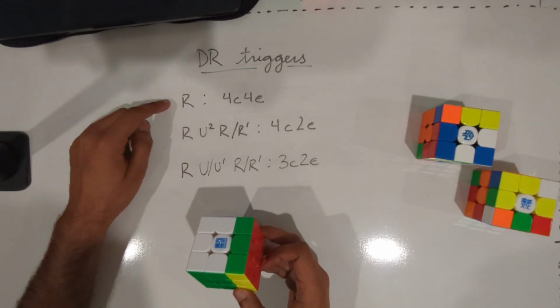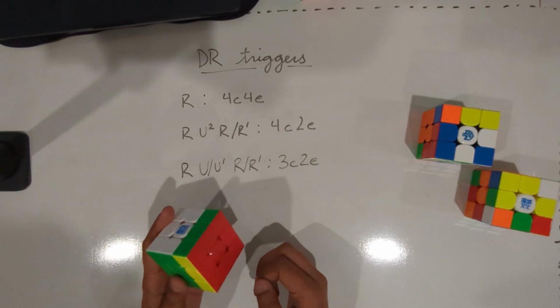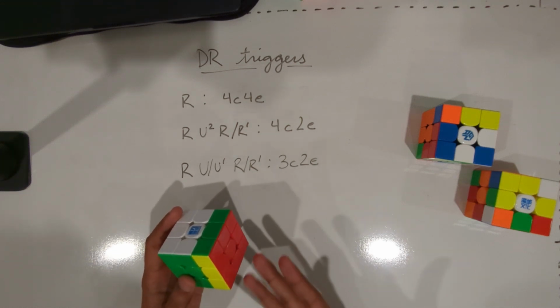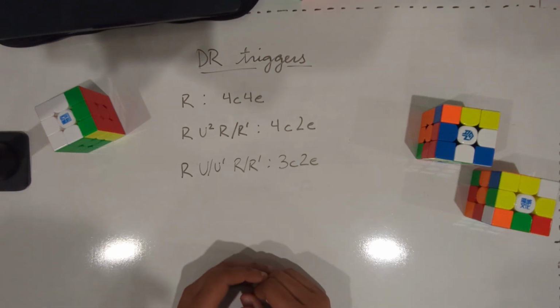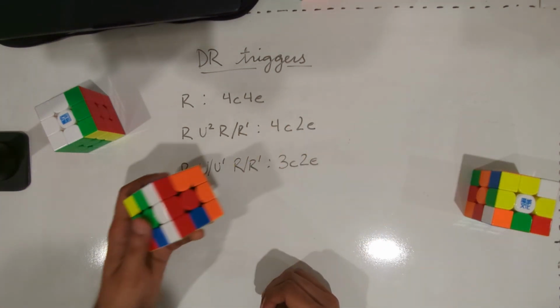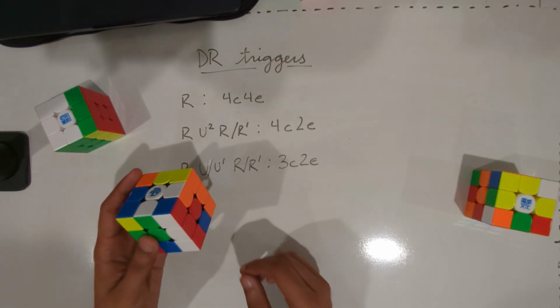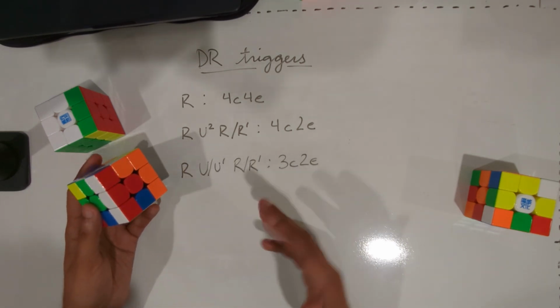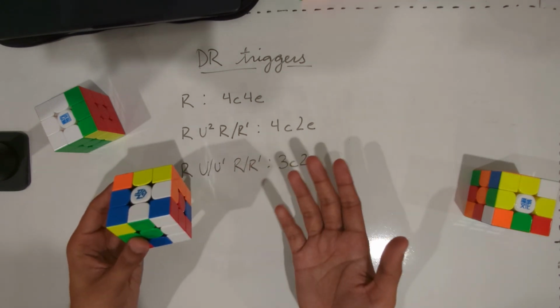So as we just talked about, R is known as a DR trigger, and its associated DRM is 4C4E. While this is the most basic trigger and everything will set up into it, there are two other important triggers that I want to introduce. This one is RU2R', or equivalently RU2R. The direction of the final QT doesn't matter for the same reason as for EO. But this is a 3-move trigger that's pretty easy to recognize.